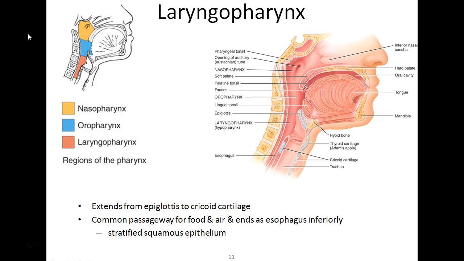We now arrive at the laryngopharynx, and the laryngopharynx is going to be the inferior, sort of narrowed region of the pharynx, and that's going to be located posterior to the larynx, the voice box, in other words. And just like the oropharynx, both the oropharynx and the laryngopharynx serve as a common passageway for food and air. Tissue-wise, we're still talking about stratified squamous epithelium.